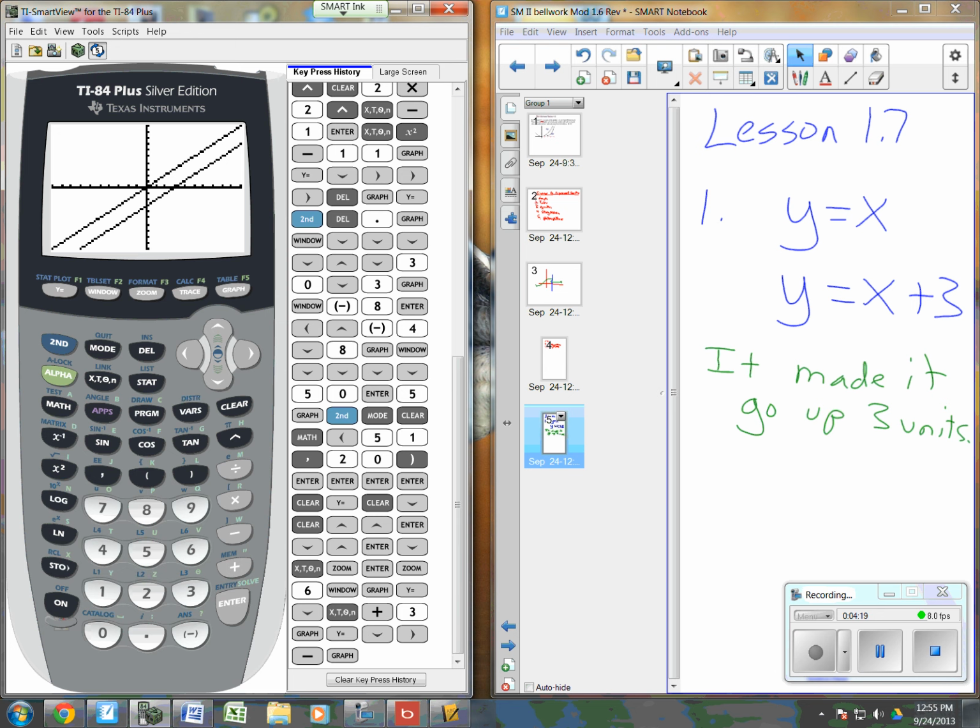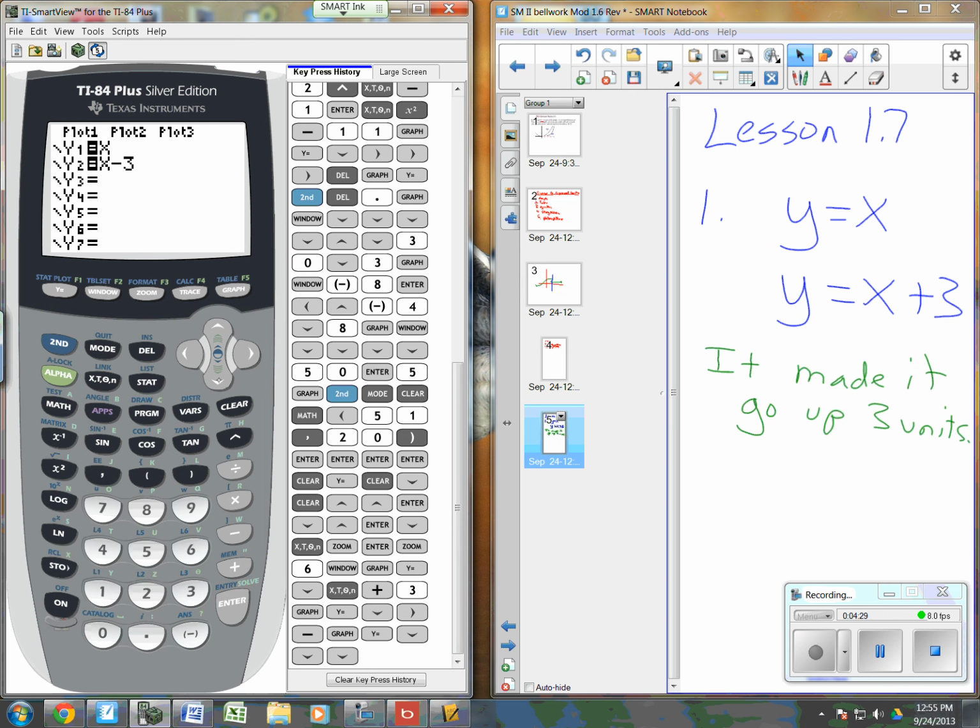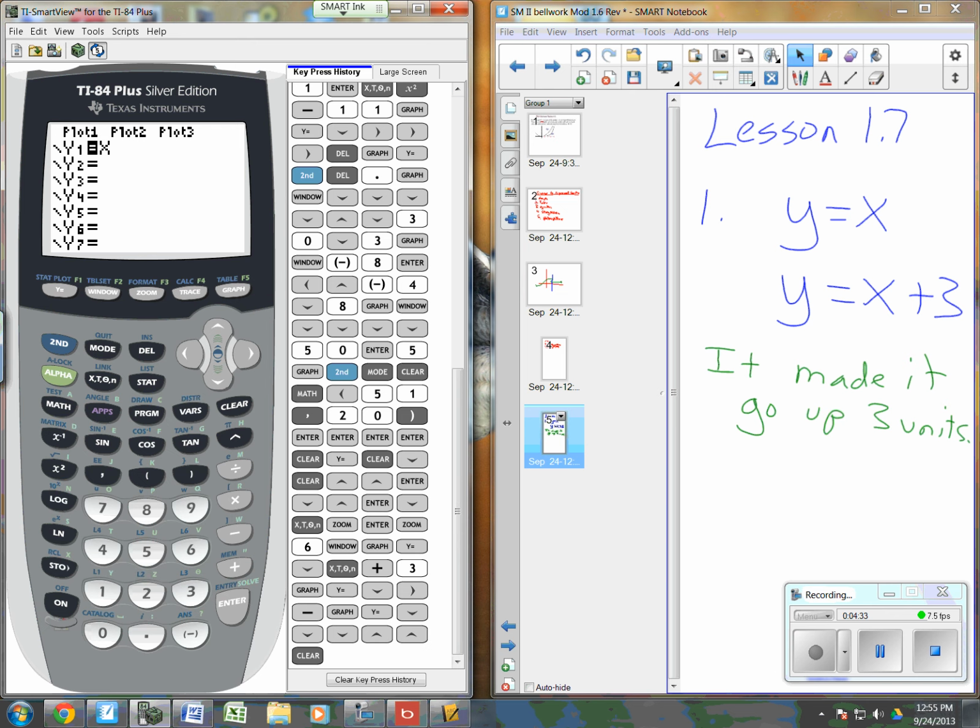Okay, now the last one. What's the last one ask you to do? Times it by 3. So I'm going to go to my y equals. I'm going to go down and clear out that second one, and I'm going to put in 3x. 3 times x. So I'm going to hit my graph now. By the way, after you hit zoom 6 that first time, you just hit graph every time when you do that. What did it do?